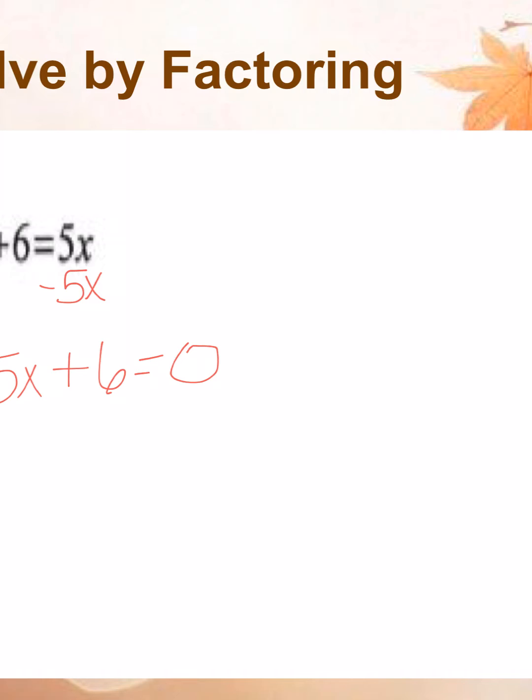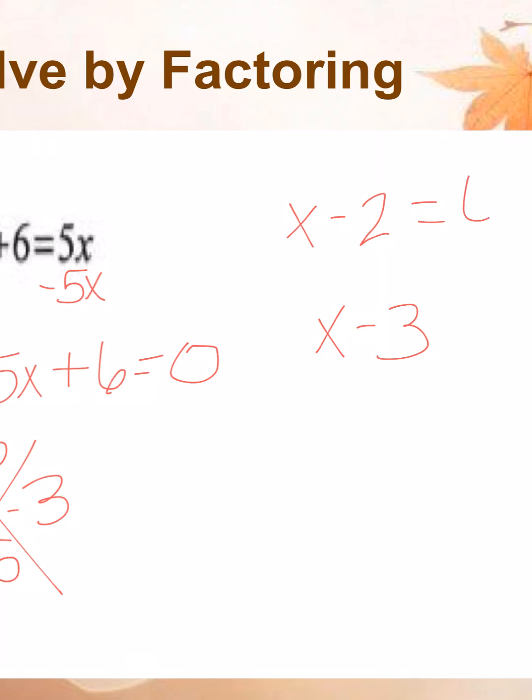Now it's in standard form, so I can look for two numbers that multiply to 6 that add or subtract to give me negative 5. So if I try 2 and 3, in order for me to get a negative 5, both of those are going to have to be negative. So I can pull those out of my x to give me x minus 2, x minus 3, and then I need to remember to set those equal to 0 and solve for x.